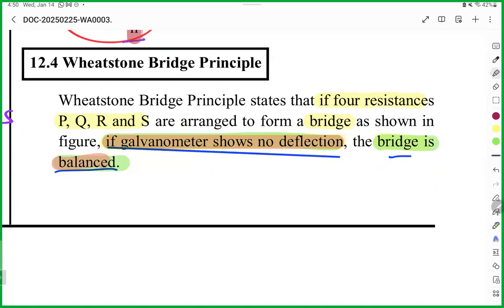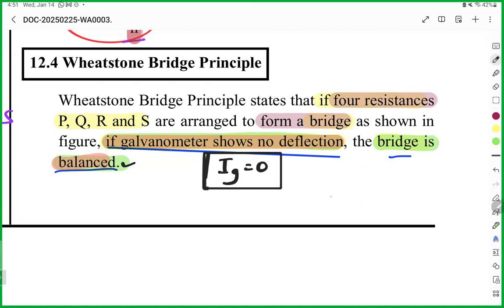Wheatstone bridge is the application of your Kirchhoff second law. This Wheatstone bridge says that if you have four resistors present in the form of a bridge, and the galvanometer shows no deflection, it means current through the galvanometer is zero. That's why it is not showing any deflection. So you will call this a balanced bridge, the bridge that shows no deflection.